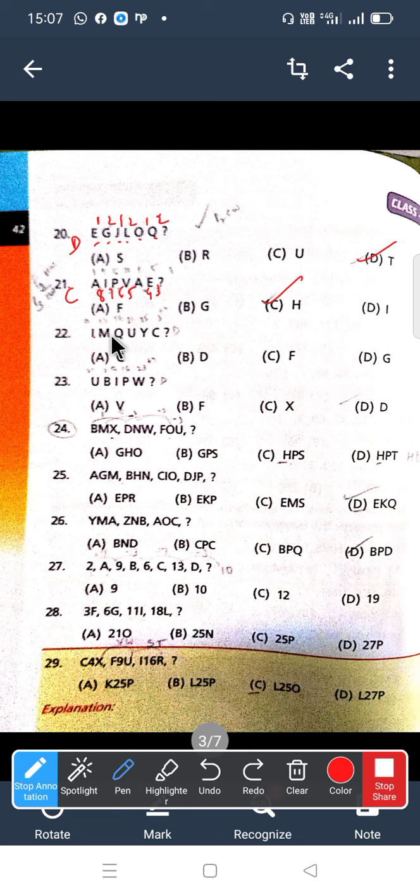Okay children, now coming to I, M, Q, U, Y, C. What is the logic they have used? So they used numbering. What is the numbering of I? 9, 13. Here 17. U will be 21. Y will be 25 and C will be 3. So if you observe each and every number, they are adding 4 children. In order to get the next letter, they added 9 plus 4, 13 plus 4, 17 plus 4, 21 plus 4, 25 plus 4. Now C is 3. So 3 plus 4 means 7 children. So option G. Option D.